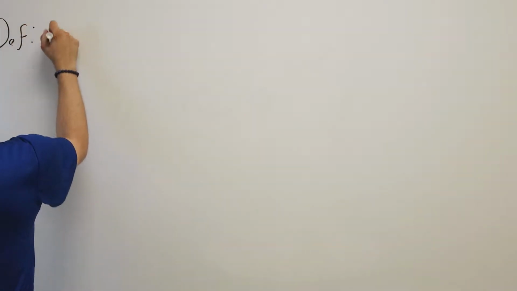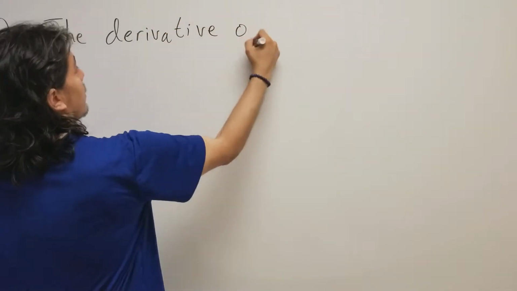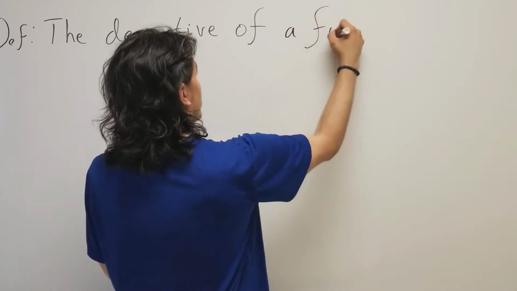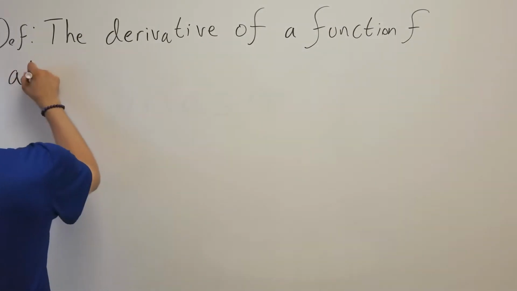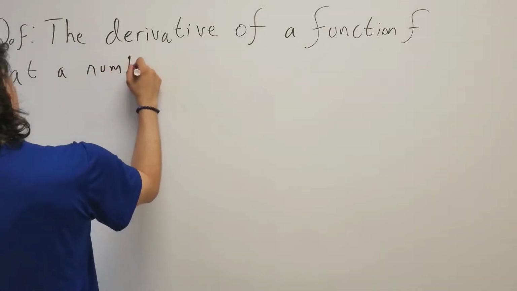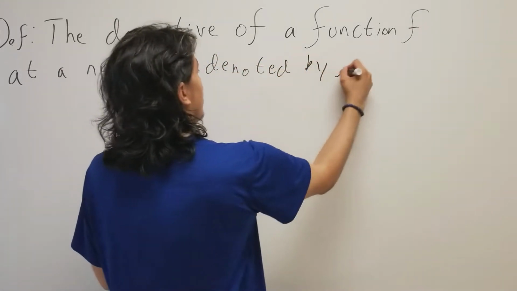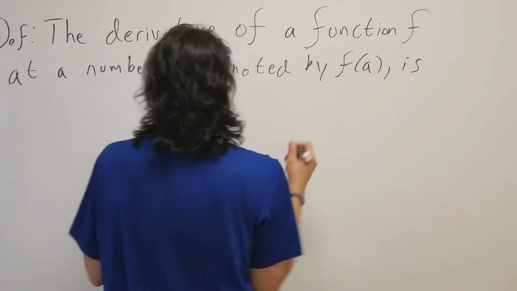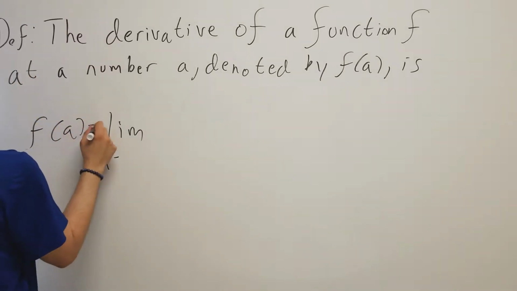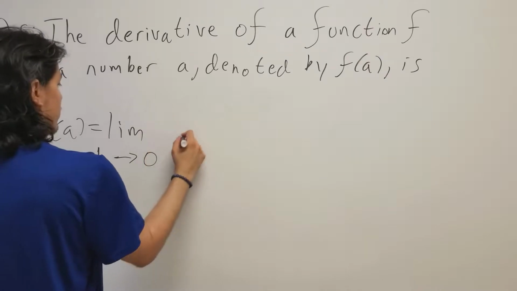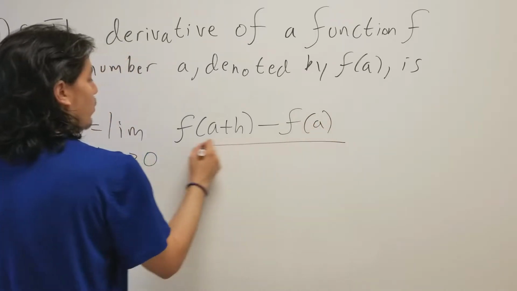So, definition. The derivative of a function f at a number a, denoted by f prime of a, is the limit: f prime of a is equal to the limit as h approaches 0 of f of a plus h minus f of a, all over h.